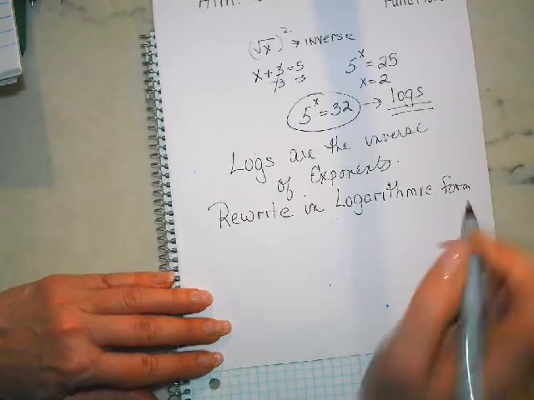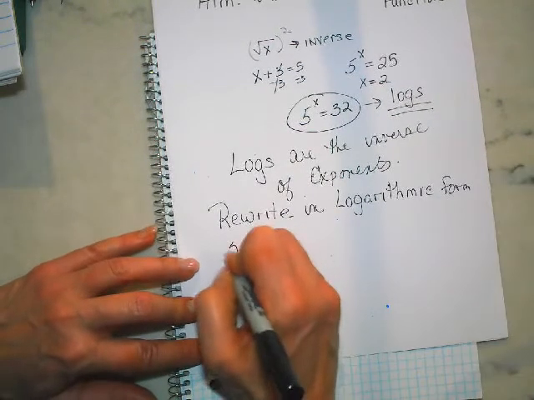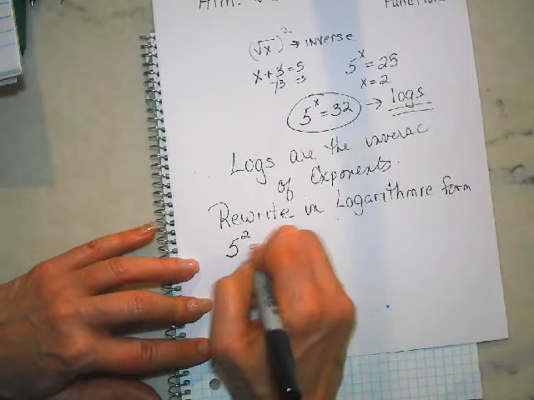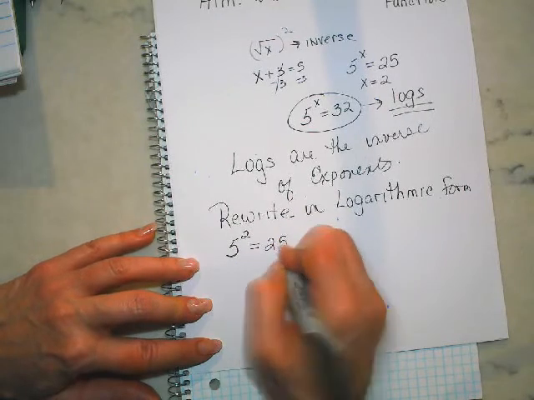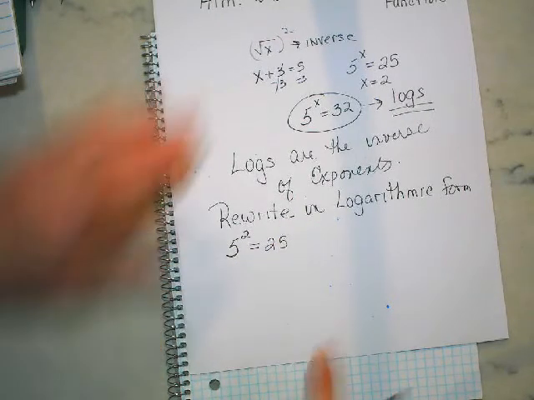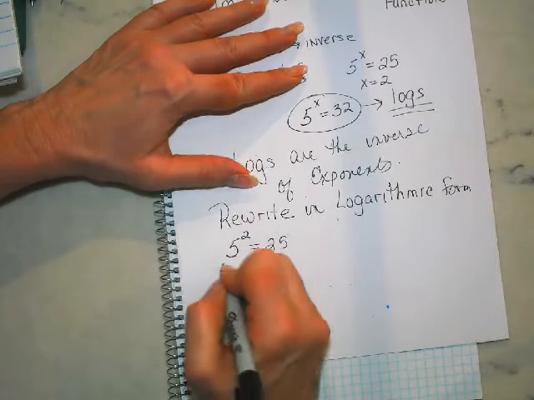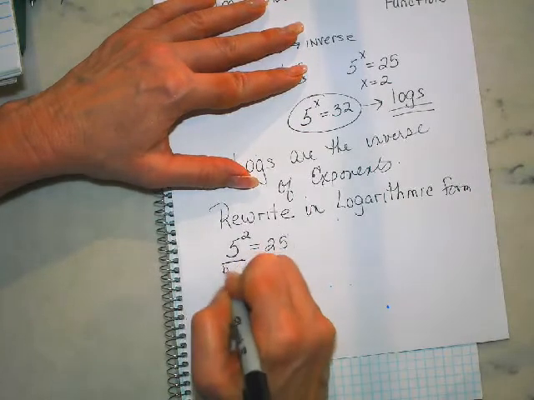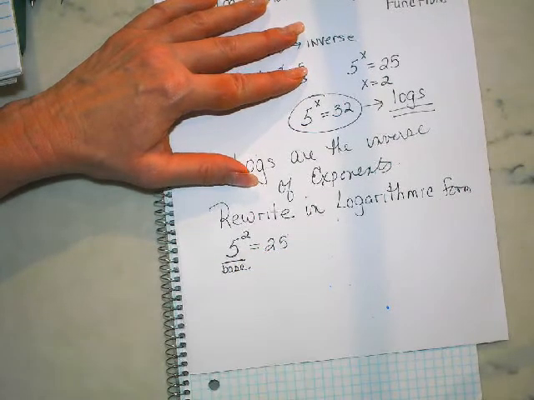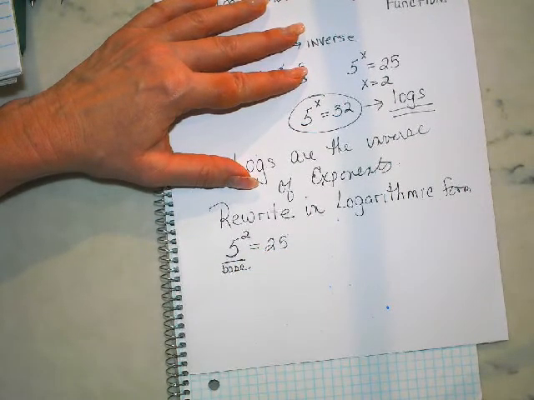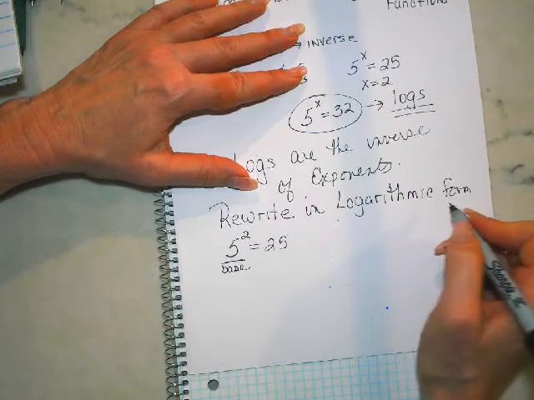So if I give you an exponential, 5 squared equals 25, and I want you to rewrite this in log form, just rewriting, not solving it. This right here is your base. You always start with your base.